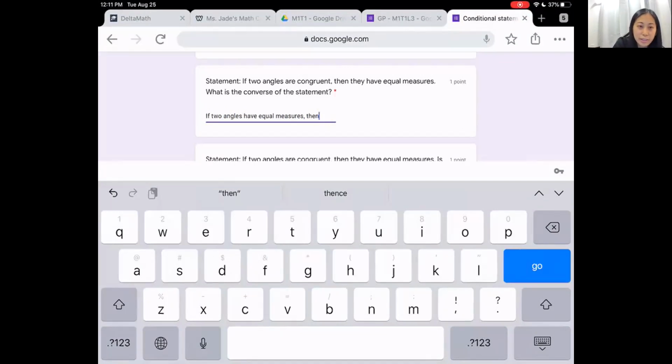All right, now what is our original hypothesis? Then it is congruent. Good. So the original one says two angles are congruent, but we already said two angles, right? According to our English thing. So then we say, then they are congruent. And period.